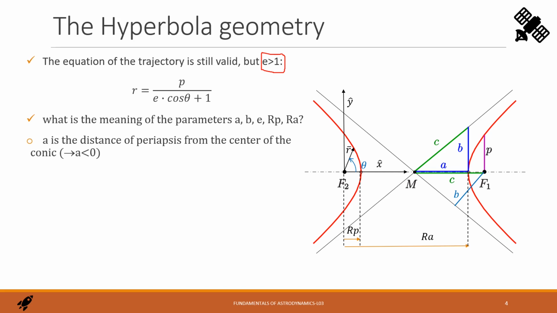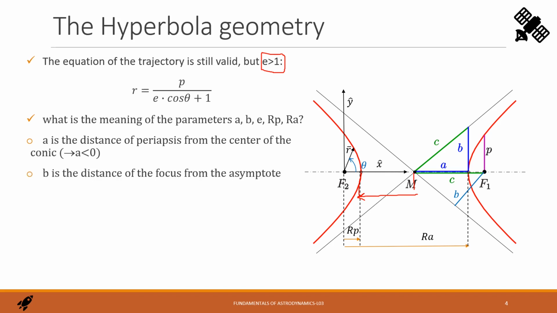a is the semi-major axis, measured from the center of the conic to the periapsis, from this position to this position. In the case of the hyperbola, this value is negative because the center of the conic lies on the right side of the periapsis. The hyperbola actually has two branches, but we consider the one on the left side, by analogy with the ellipse. The right side has no physical meaning. We display both here just for practical reasons, for easy reading of the symbols.